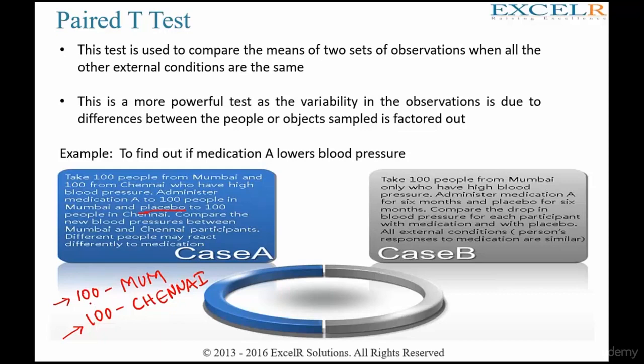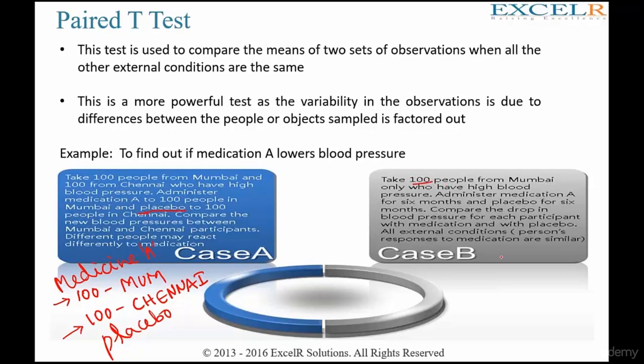Since you're trying out medicine A on Mumbai, and since you're trying out placebo on another 100 Chennai patients, since you're doing that, since these two groups of people are different, the external conditions are different. But think about this for a change.